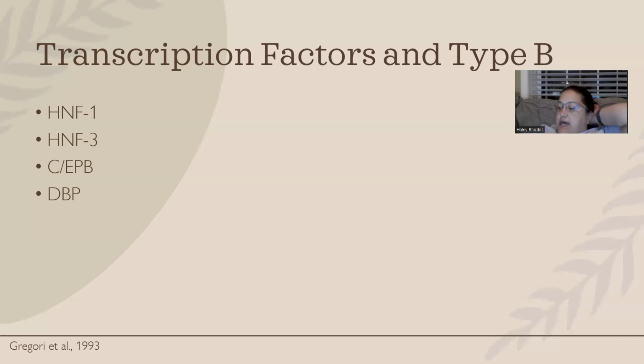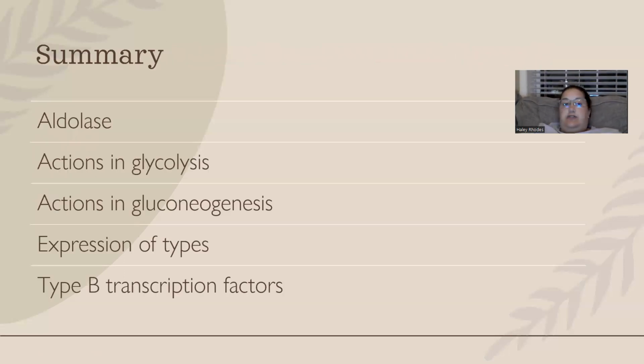One study looked at HepG2 cells, and it was noted that HNF1 and DBP were strong transactivators, meaning that they increase gene expression, while CEBP was also a transactivator. However, it had a weaker expression. And then HNF3 functioned as an antagonist to HNF1, CEBP, and DBP. So HNF3 decreased gene expression.